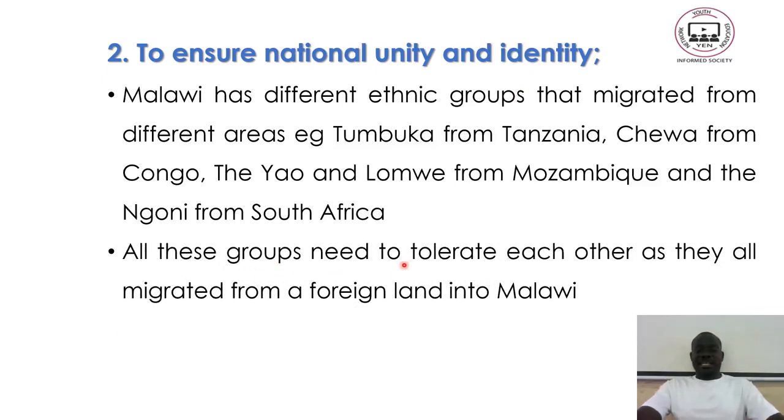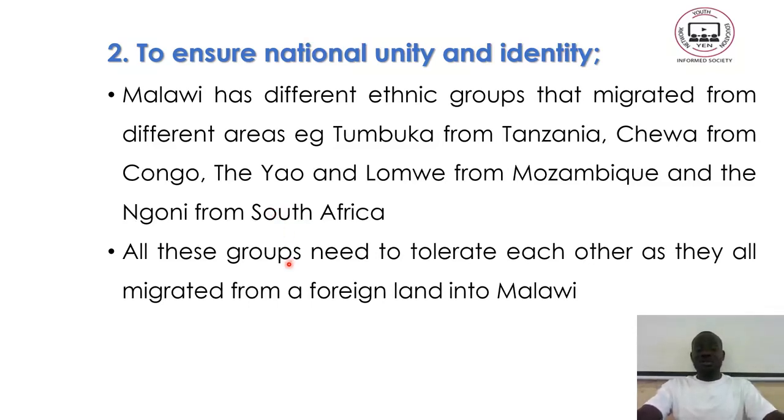All these groups need to tolerate each other, as they all migrated from foreign lands into Malawi. So we need to tolerate each other, not seeing a Tumbuka as just a Tumbuka, a Yao as just a Yao, a Chewa as just a Chewa, or a Lomwe as just a Lomwe.